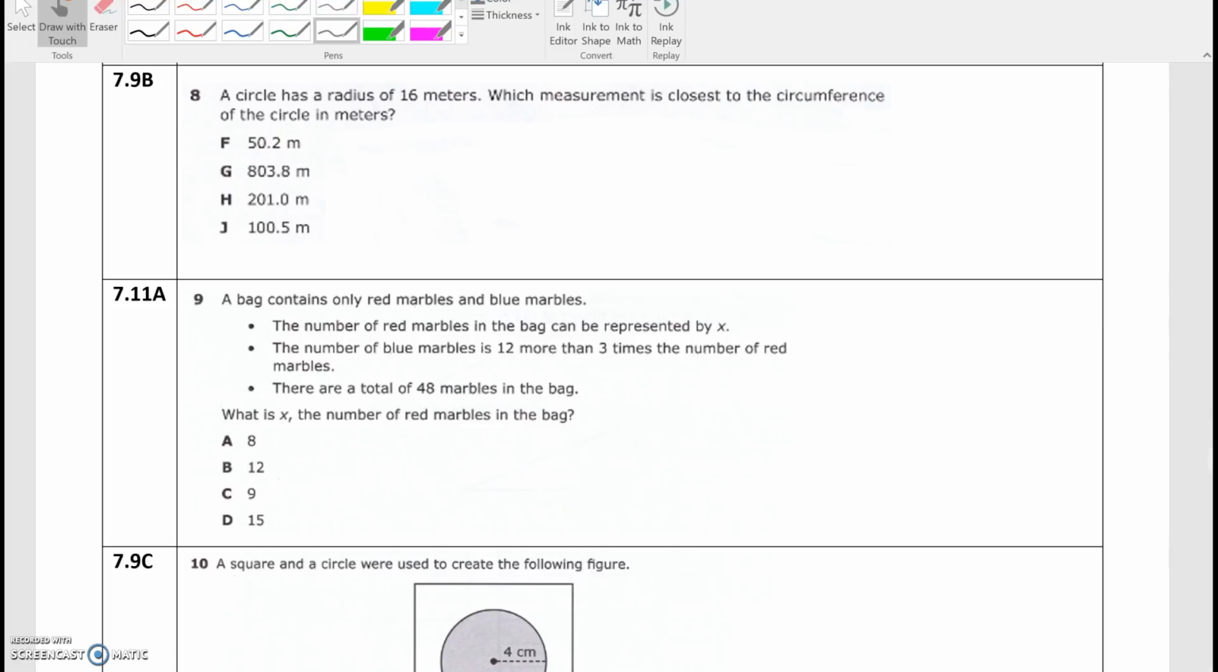Okay, a circle has a radius of 16 meters. Which measurement is closest to the circumference? So we're looking for circumference. You have a problem with a circle, so you should be drawing a circle. Remember, when we are talking about a circle, we are either talking about the diameter or the radius. Radius is a shorter word, so that means it's going from the center to the edge of the circle. It has a radius of 16. We are looking again for circumference, so use your formula chart to make sure you use the correct formula.